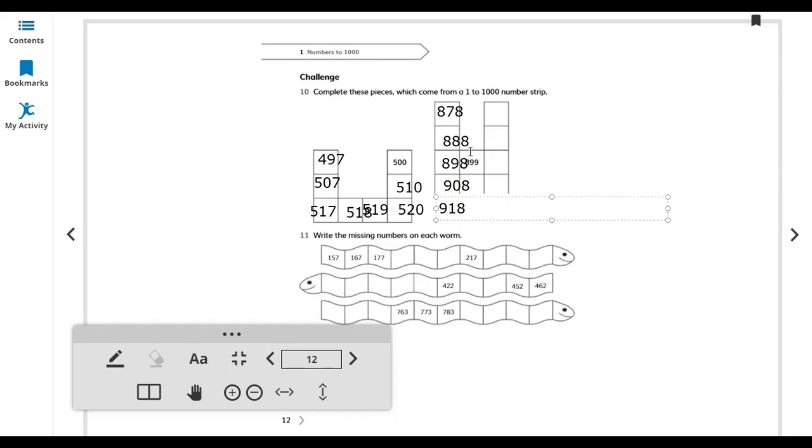Same like this. This is 889. 899, and after this coming 900. When 900 is coming, it is easy for us. So just minus 10 from 900, 890, 880. After 900, 910 and 920.